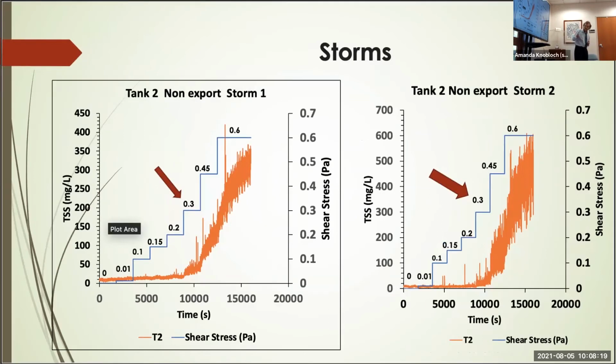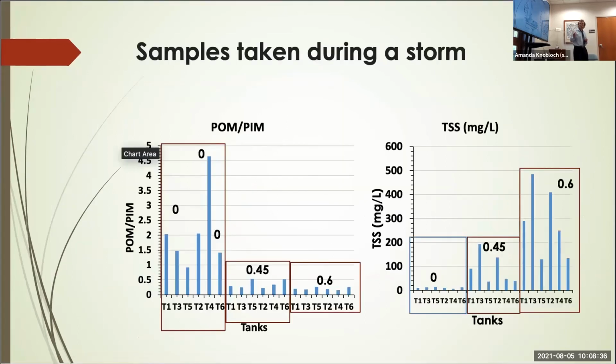Again, as you can see, it steps up, and also 0.3 when stuff was starting to be resuspended in the water column. And as you see, the data is higher for storm 2 than storm 1. And these are taken during one of the storms. Particulate organic matter and particulate inorganic matter decreased as the storm went up.